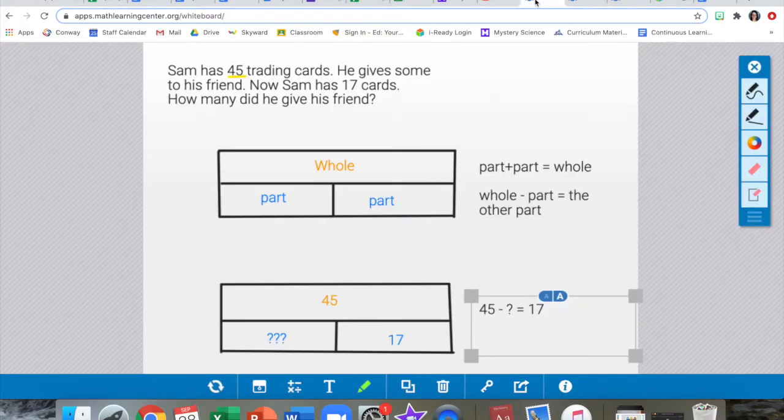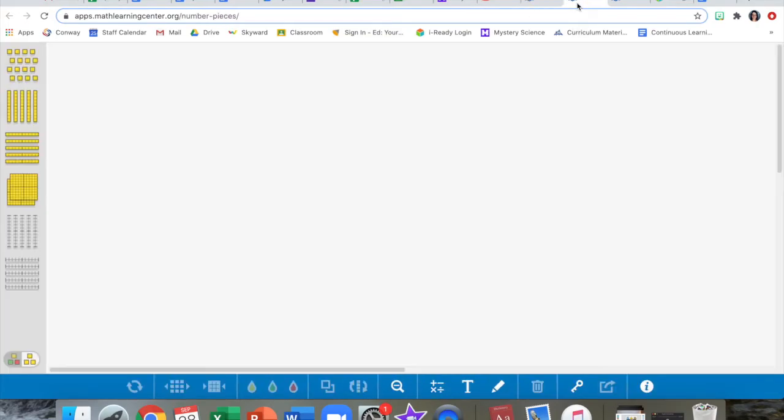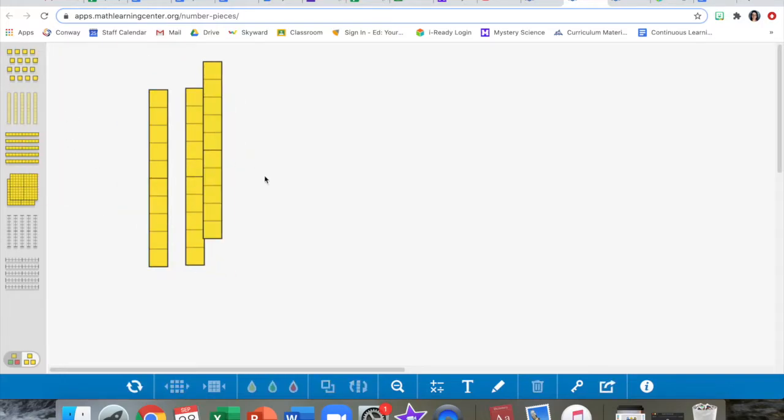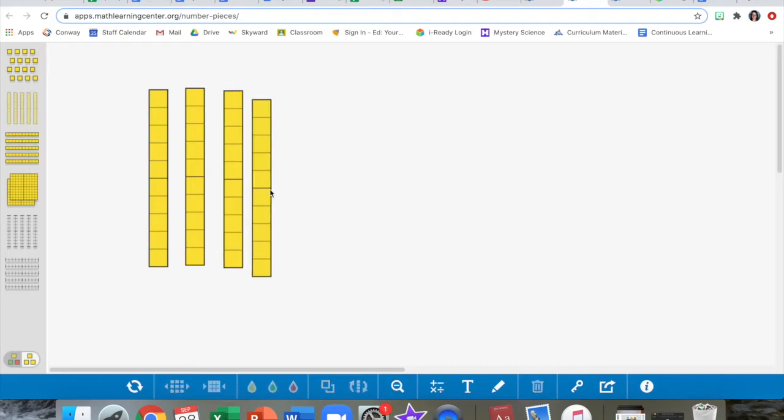Now, 45 minus something is 17. Well, I could build 45 with the 10 pieces. That's 4 tens and 5 ones.